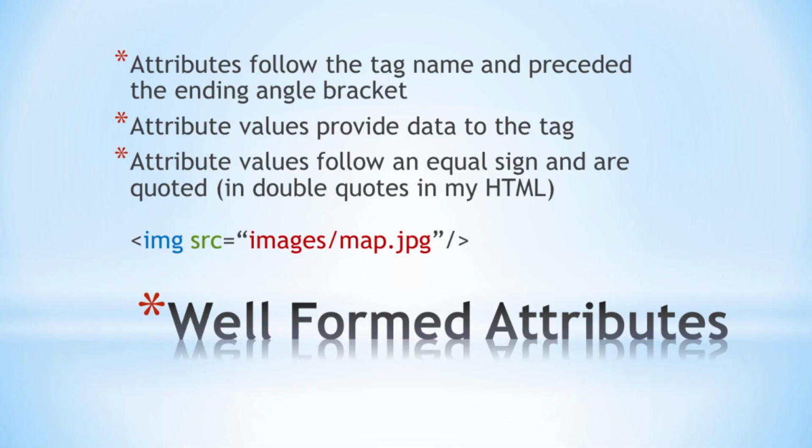IMG is the tag, the attribute is src, which is the source of the image, and the attribute value is images/map.jpg. So this is a well-formed tag because it has well-formed attributes, and the tag itself, notice how it has the backslash before the ending angle bracket at the very end. The reason for that is that this is an empty tag. It doesn't have any data. All the data is specified via attributes that it needs.